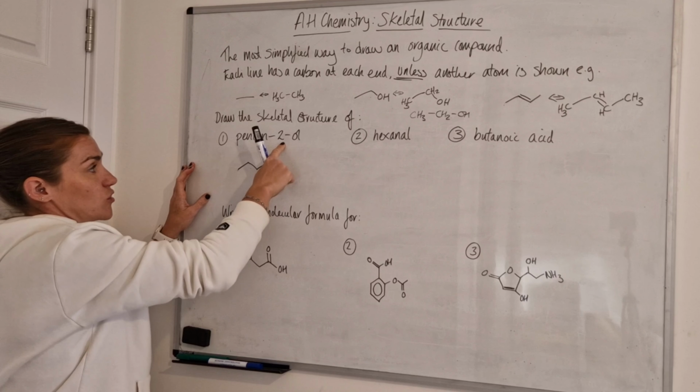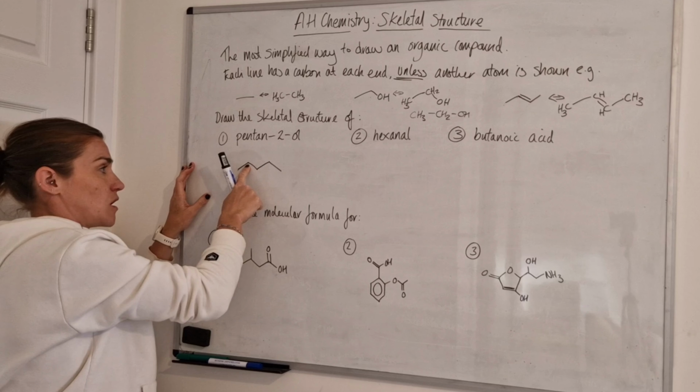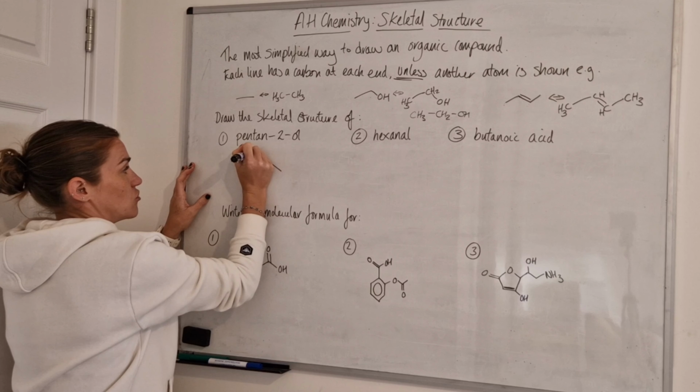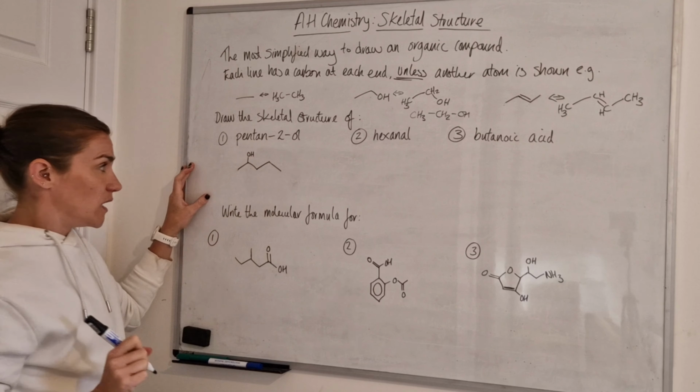Then we want a hydroxyl group on carbon 2, so we can either make this carbon 2 or make this one carbon 2, it doesn't really matter, but we just draw a line and write OH. Just make sure that you show the correct connectivity. By that I mean don't write OH where it looks like the hydrogen's bonded to this carbon here. Make sure it's the oxygen that's directly at the top of that bond. So that would be our pentan-2-ol skeletal structure.